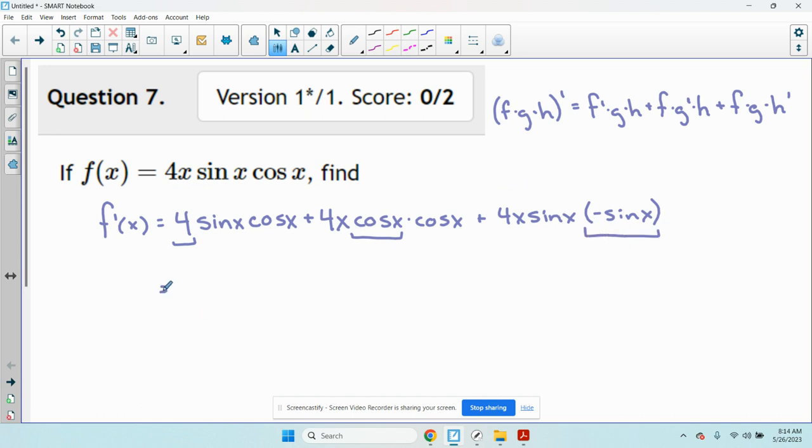So if you want to clean this up, this is 4 sine x cosine x plus 4x cosine squared x minus 4x sine squared x. So that's going to be your derivative.